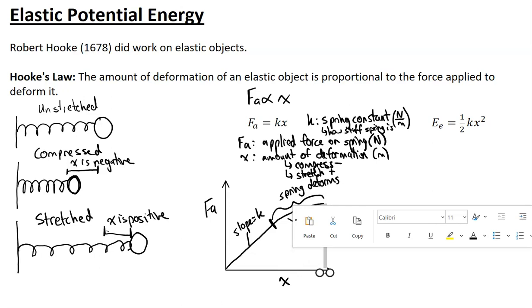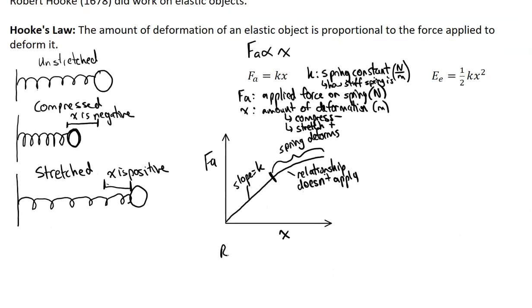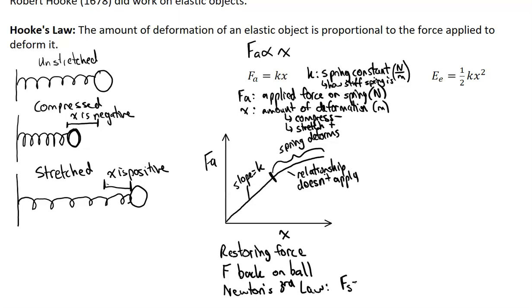Sometimes you'll see this put in terms of the restoring force. Because if you think about it, this is the applied force that I exert to compress or stretch the spring. The restoring force is the force back on the ball. And if you're thinking about that, really that's because of Newton's third law. It's an equal and opposite force. So what we would sometimes see this written as is the force of the spring is negative kx. It's just the negative of what the applied force was because of equal and opposite forces. So we'll do an example of that in a minute.